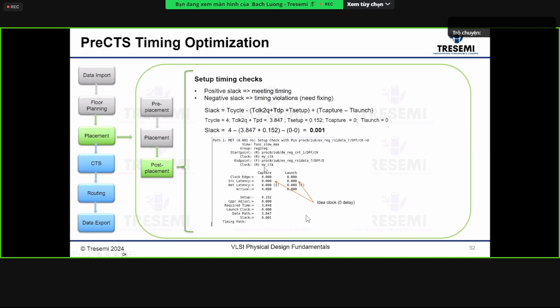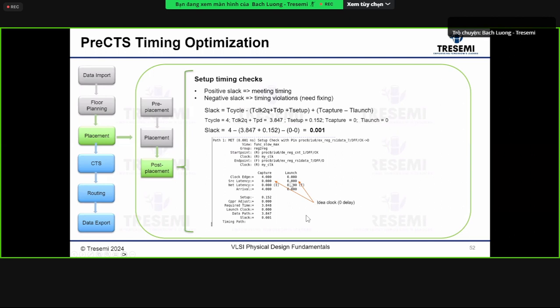So here is a timing report of a path. The clock period here is 4 nanoseconds, so T cycle is 4. And then your delay is clock to Q here. You can see that the data arrival time, the data path here, is 3.847. So basically it's your clock to Q plus TPD.